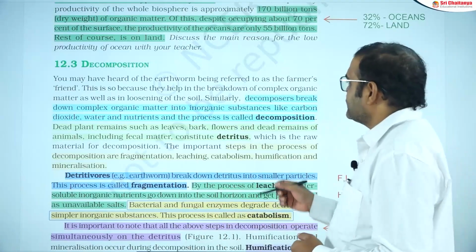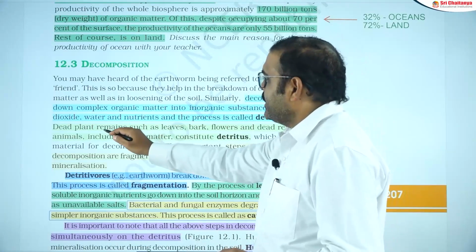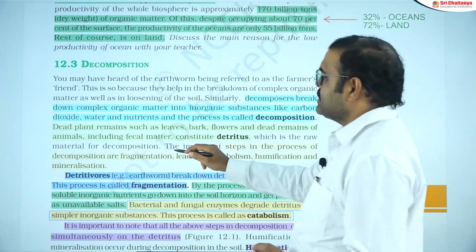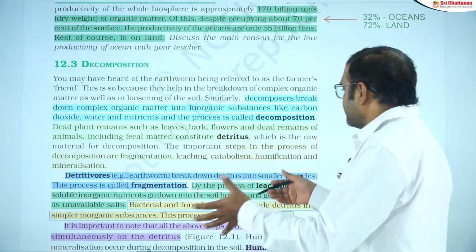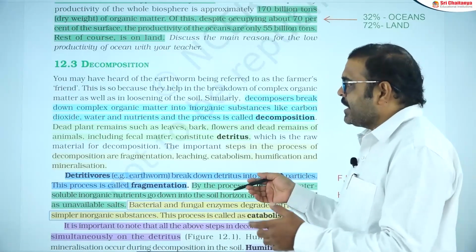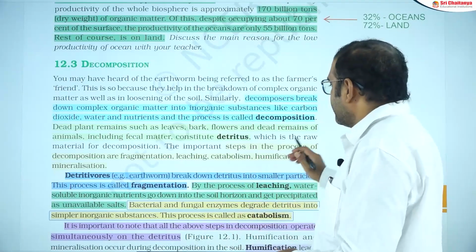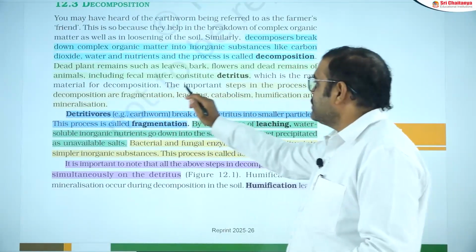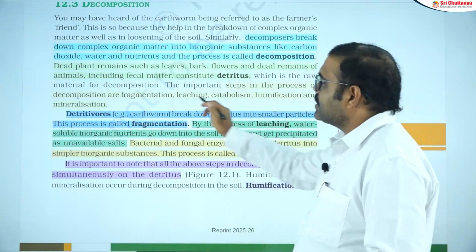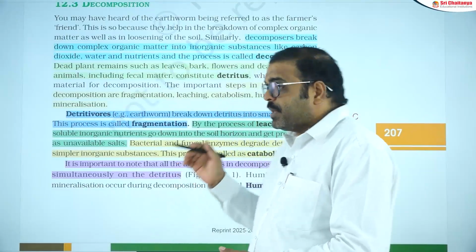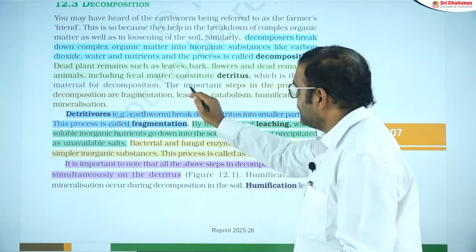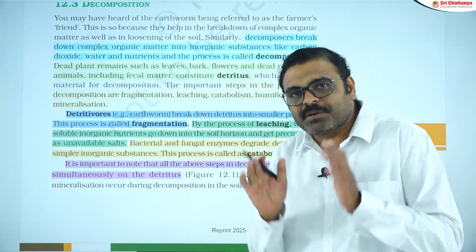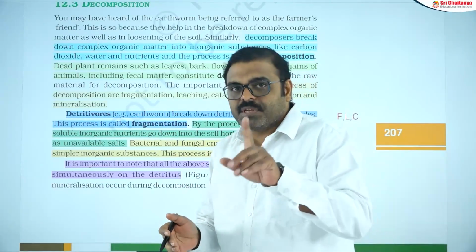That is one point. Moreover, dead plant remains such as leaves, bark, flowers and dead remains of animals, including fecal matter, act as detritus. So detritus acts as the raw material for decomposition. The important steps in the process of decomposition are fragmentation, leaching, catabolism, humification and mineralization. But among these, fragmentation, leaching and catabolism all work simultaneously, not one after another. This is a very important point.